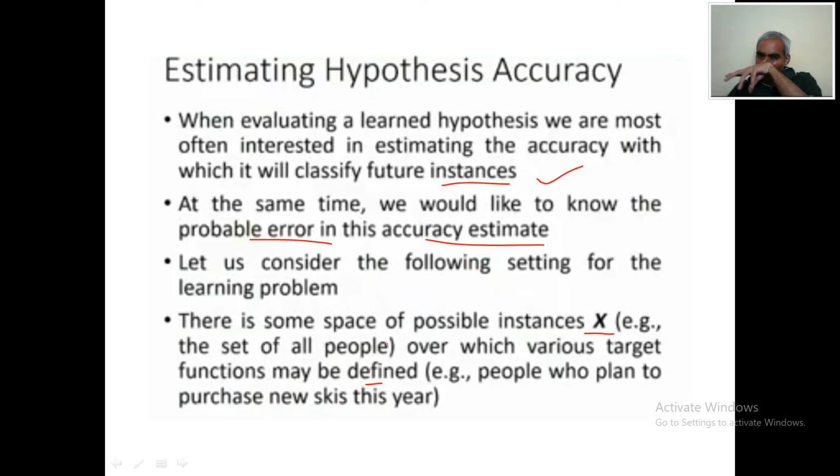So now if we take the set of all people as instances in this example, what is our target? People who plan to purchase new skis this year. Skis are what people use in icy locations for skating; you need some type of instrument under your feet so that you can skate and keep your balance. We generally call it a ski. So what is our target? Target is people who plan to purchase this in the new year, right?